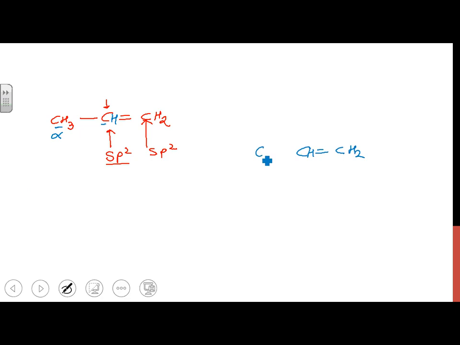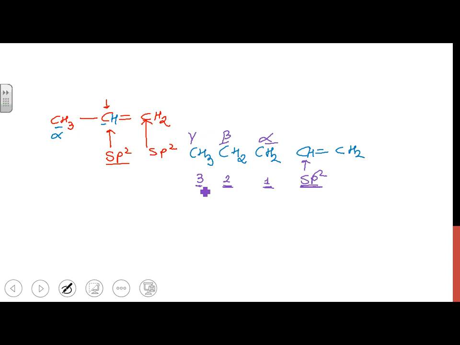Here, CH, CH2, CH2, CH3. This is the sp2 hybridized carbon. The next carbon to the sp2 hybridized carbon is known as alpha. Next to that is known as beta, and next to that is known as gamma. In Greek letters alpha, beta, gamma correspond to number 1, 2 and 3. So number one carbon adjacent to sp2 is alpha, number 2 is beta, and number 3 is gamma carbon.